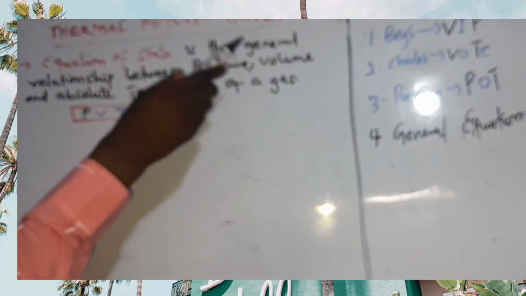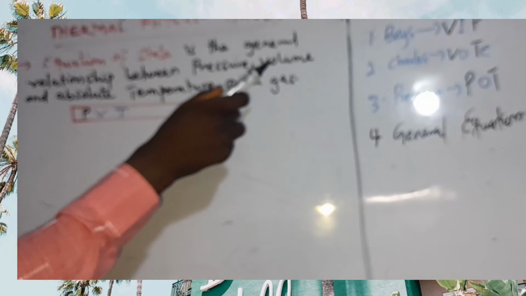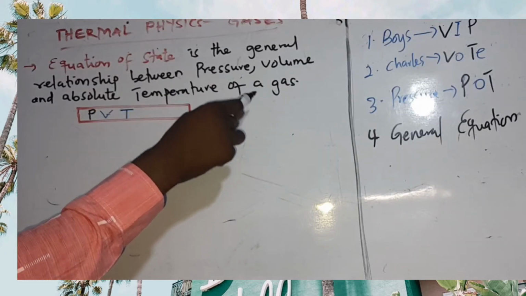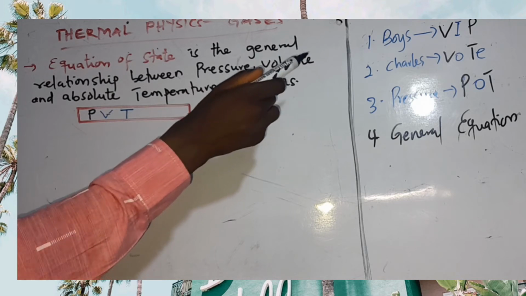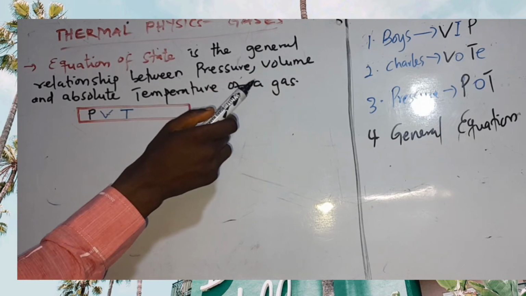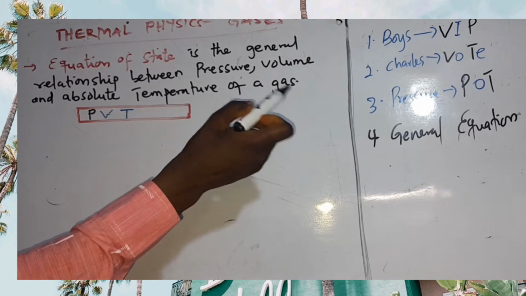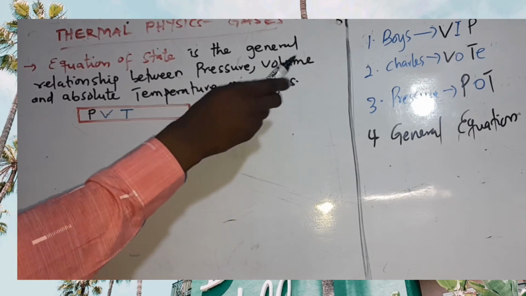The first mnemonic is, boys are VIP. Then Charles vote, because Charles, who is a boy, has voted boys to VIP. So boys are VIP. Why? Because Charles voted. So Charles vote. That's the second mnemonic for the equation. Then pressure pot. These are the three equations we have to remember.